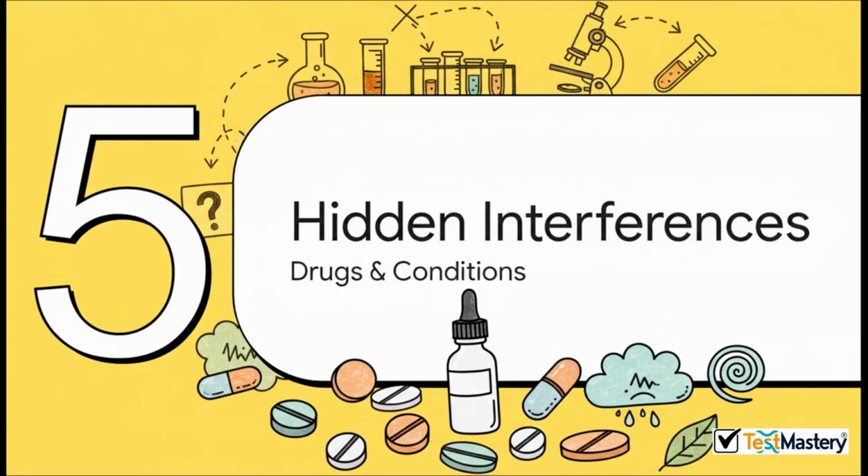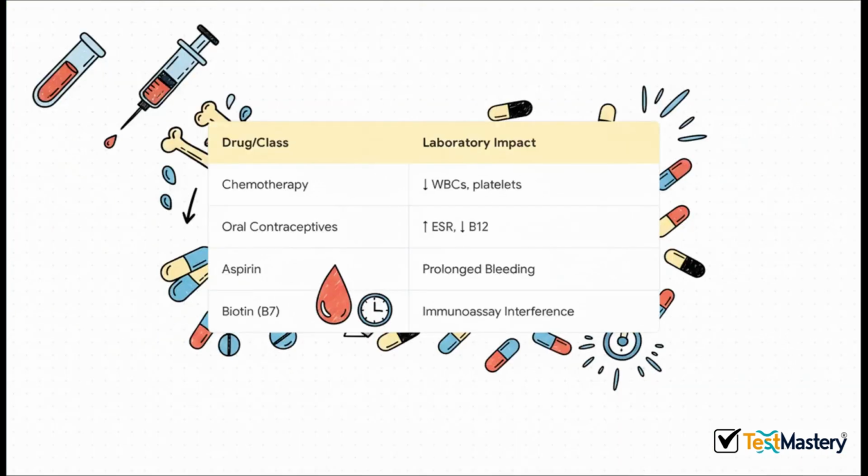Okay, let's dive into Section 5, the hidden interferences. We're talking about drugs, supplements, and patient conditions that can physically or chemically mess with the lab tests themselves and give us a totally wrong answer. So many common medications can change test results. This table just gives you a few examples.